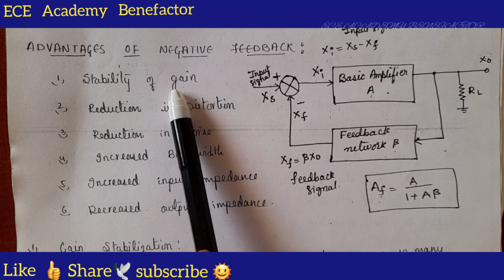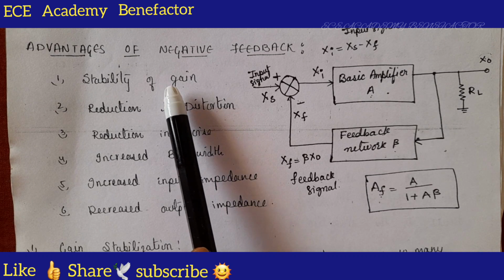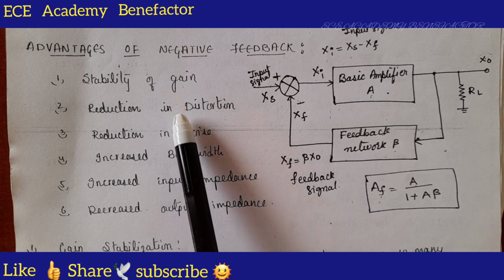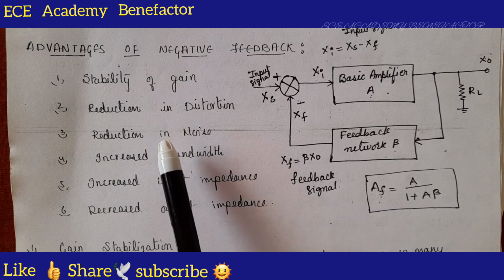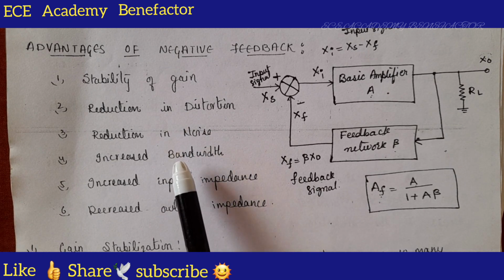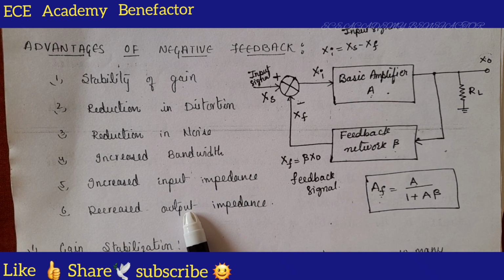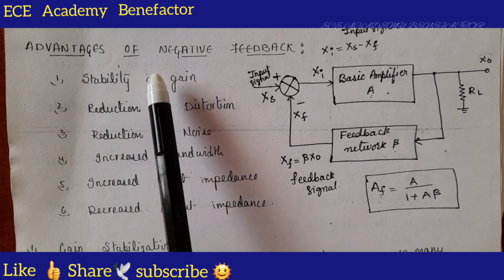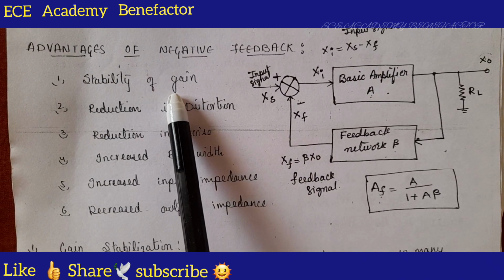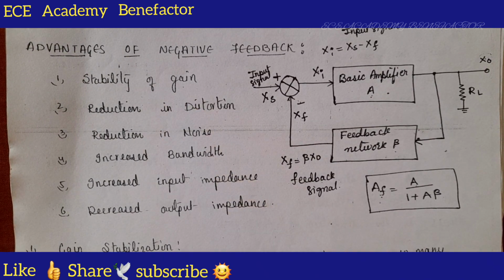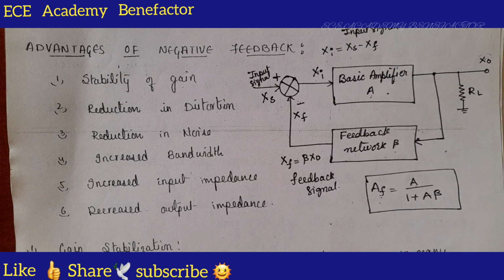So, let us quickly read what are the advantages of negative feedback: stability of gain, reduction in distortion, reduction in noise, increased bandwidth, increased input impedance and decreased output impedance. So, today's topic is stability of gain. So, what do you mean by stability of gain?